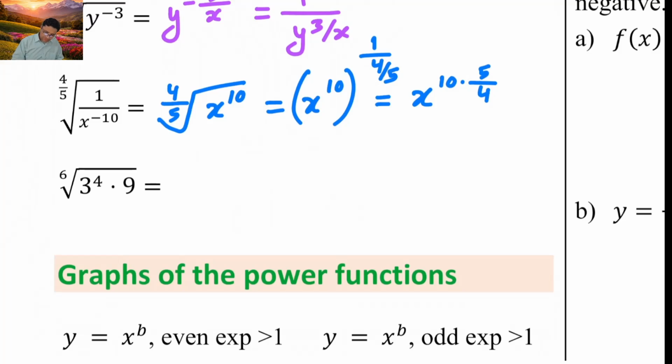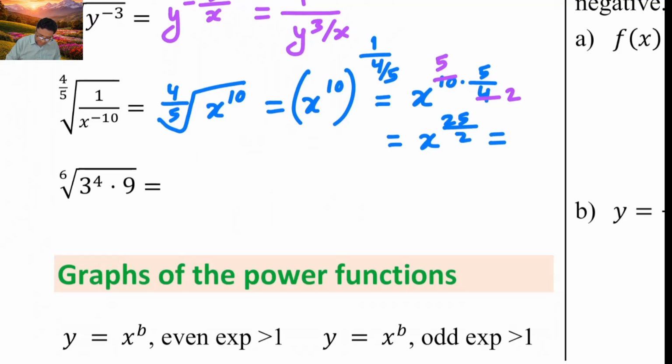Is there anything I can do to simplify? Maybe something very minor. 10 and 4 both are divisible by 2. 2 times 5, 2 times 2. I can cancel those. And that's about it. There isn't much we can do. 5 times 5, 25 divided by 2. But that's much better, right? X to the 25 over 2 is a much better answer.